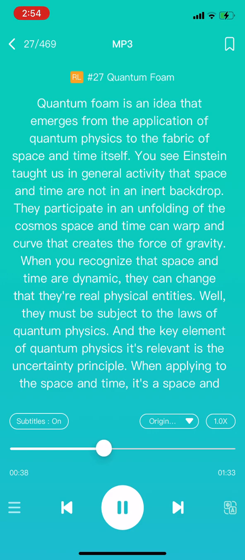And the key element of quantum physics that's relevant is the uncertainty principle. When applied to space and time, it says space and time are uncertain, which means they can wildly fluctuate. They can, in a sense, look like the violently boiling surface of a pot of water when you examine space and time on fantastically small scales. So the idea is if you examine space on smaller and smaller scales, not everyday scales, but tiny scales, the uncertainty gets bigger and bigger, and space and time become foam-like. They look bubbly. They look frenetic, undulating.